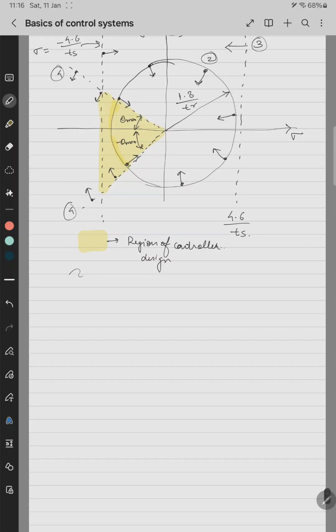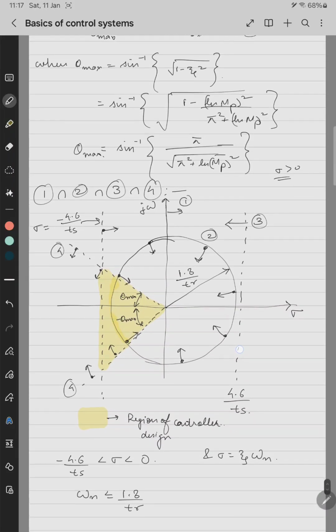So I'll write here minus 4.6 by Ts less than sigma less than 0. Sigma should be in this range, and sigma equals zeta into omega n. Okay, this is one condition, equation 1. Equation 2 is omega n less than or equal to 1.8 by tr. 1, 2, 3.